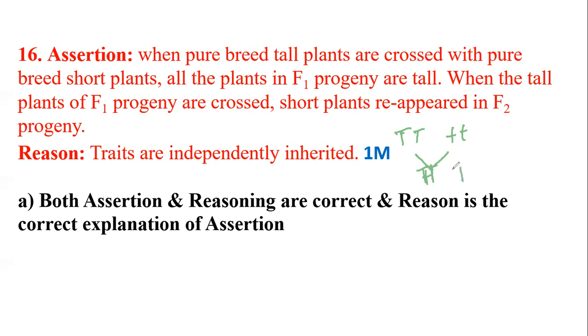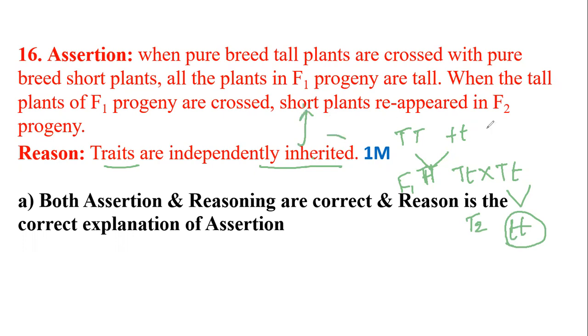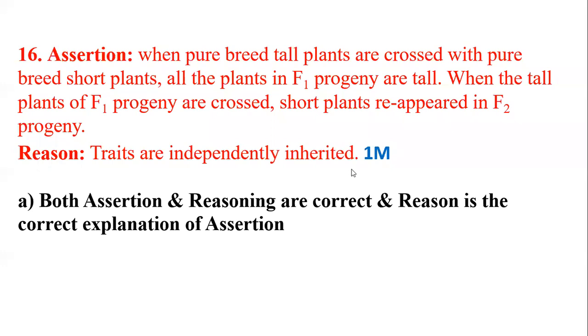So the next generation, the F1 plants, self-pollinate, and in the second generation, the F2 progeny, the short plants reappeared again. This indicates that traits are independently inherited. Okay, both statements are correct, and this statement is the correct explanation for the assertion. So the answer we may opt for is 1. Okay, next move to another question.